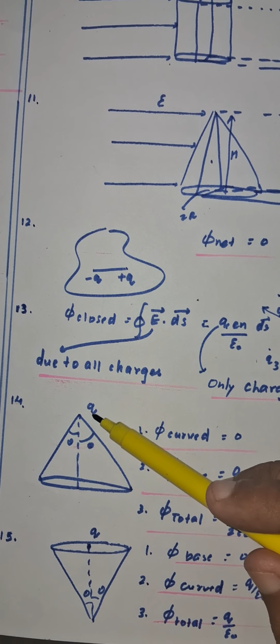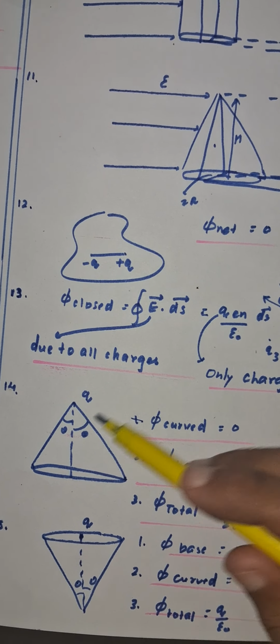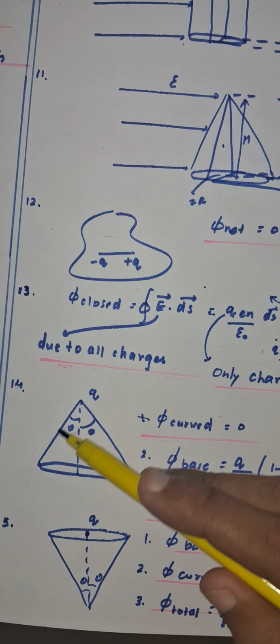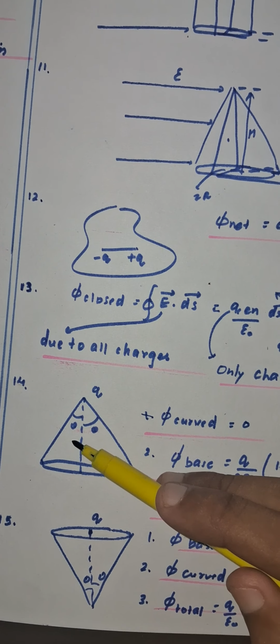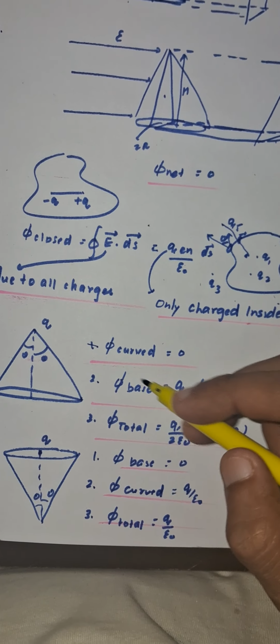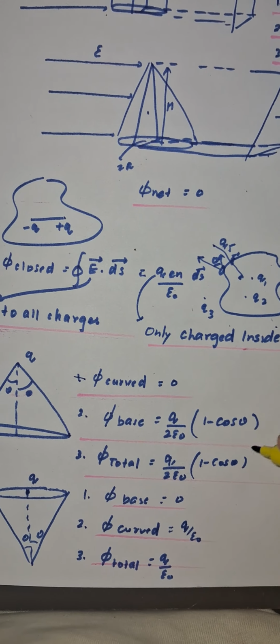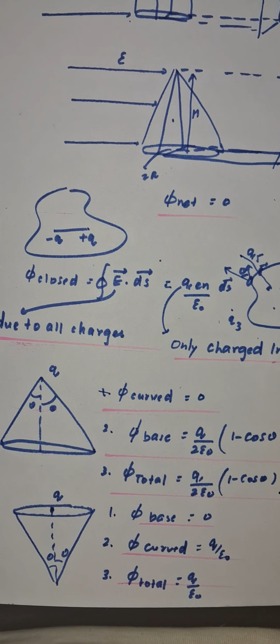A charge q is placed at the apex of the cone, then flux through the curved surface will be zero, because here the electric field will be along the curved surface, so the area vector will be perpendicular to that, and hence flux through the curved surface will be zero. But flux through the base will be q by 2 epsilon naught into 1 minus cos theta, and the total flux will be q by 2 epsilon naught 1 minus cos theta.